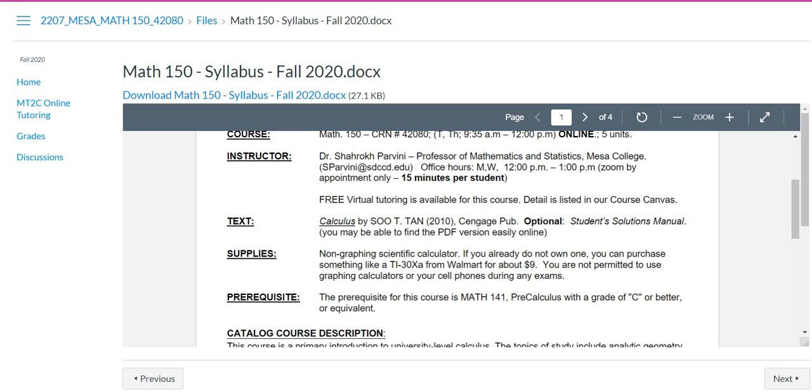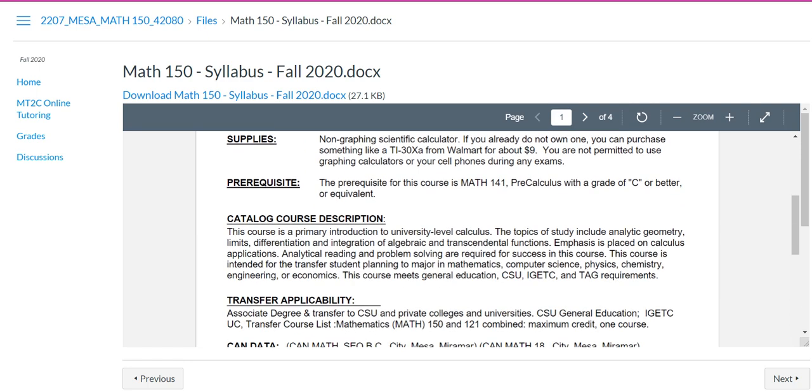Okay, so there's your supply. A non-graphing basic calculator is enough. You're not going to really do much on the calculators. For some of the graphs, this is good for homework. I use Desmos, which is web-based software. So if I want to graph something fancy, I'll do it in Desmos for you. Otherwise, I'll just draw it by hand. We'll keep it pretty traditional. So there's your supplies.